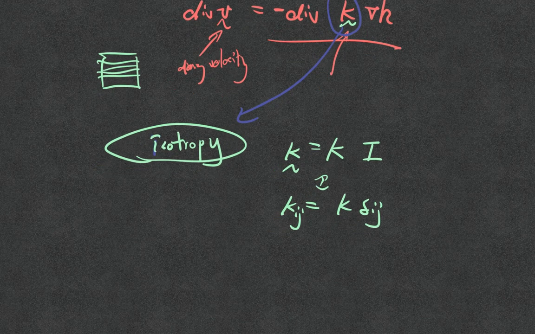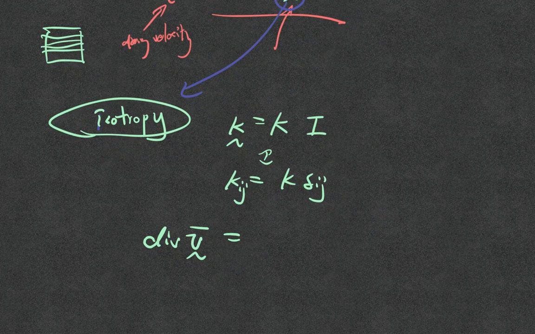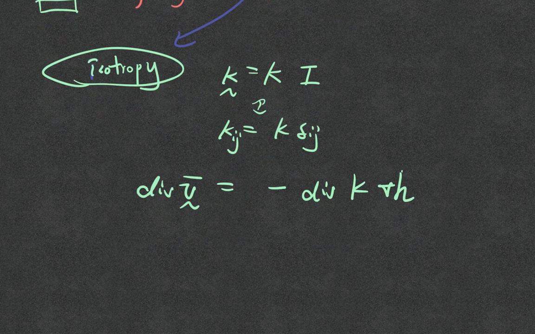Do you know what I'm talking about? So in this case, the divergence of the Darcy's velocity would be equal to minus the divergence of K gradient of H. However, I can take out K, as this is a K tensor, and then I would simply have the divergence of gradient of H.